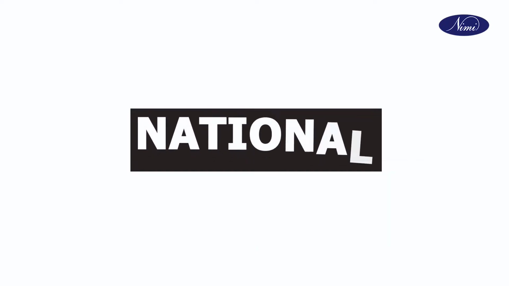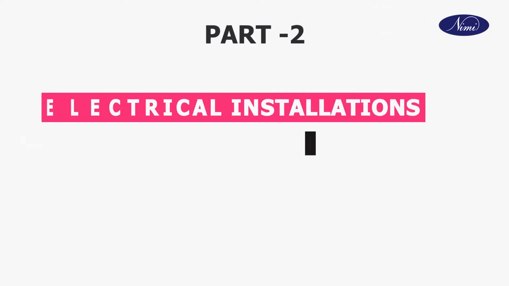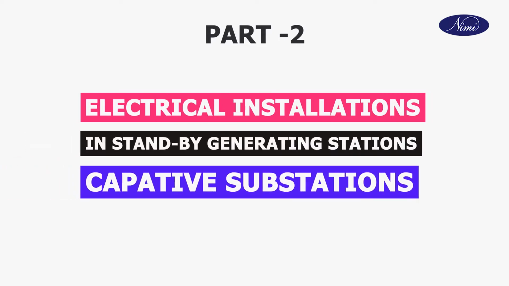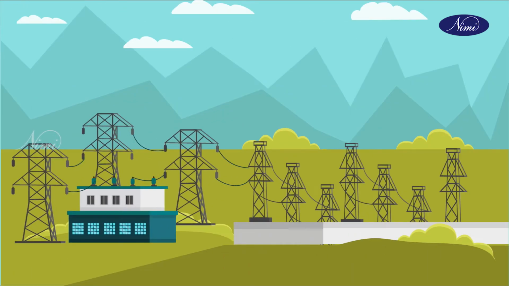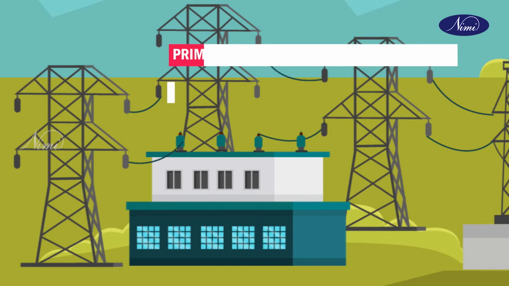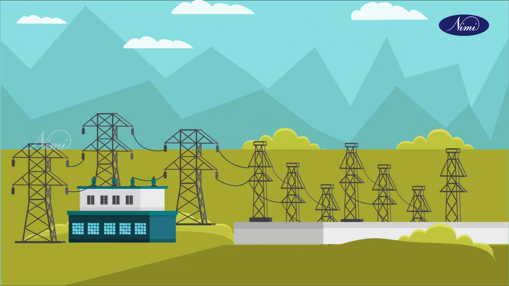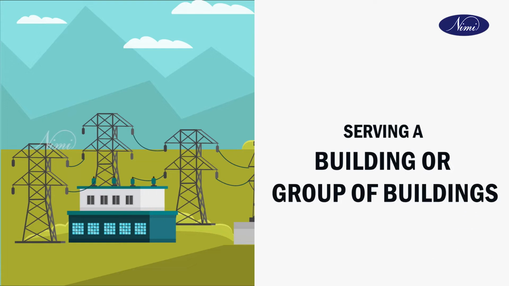Today our class is about Introduction to National Electrical Code NEC 2011, Part 2: Electrical installations in standby generating stations and captive substations. This National Electrical Code Part 2 is primarily intended to cover the requirements relating to standby generating stations and captive substations intended for serving a building or group of buildings.